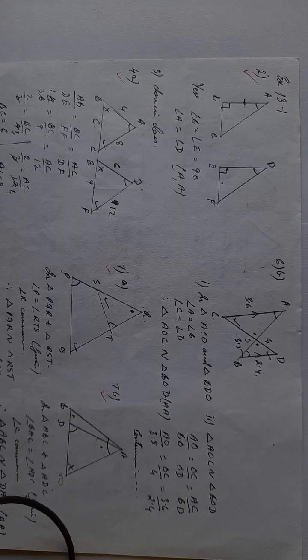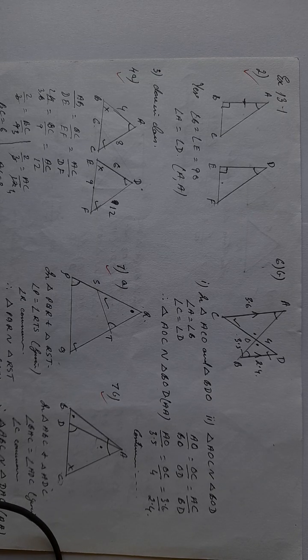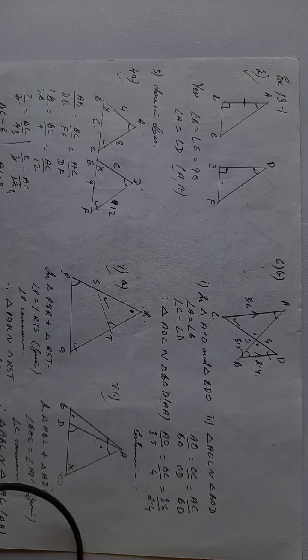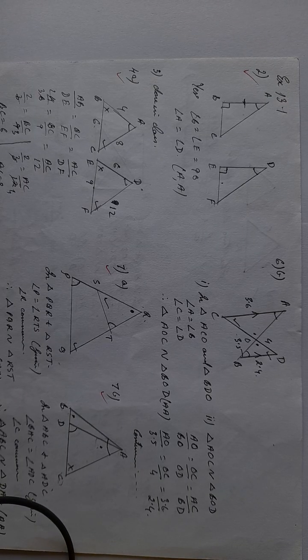Okay, let's go on to the sums. Now I'm starting with sum number 2. If two right angles are already there, and one of the acute angles of one triangle is equal to the acute angle of the other, can you say that the two triangles are similar? Why?